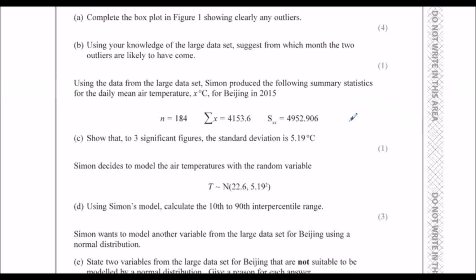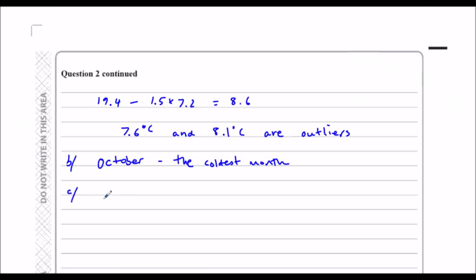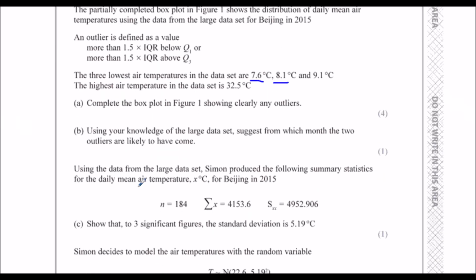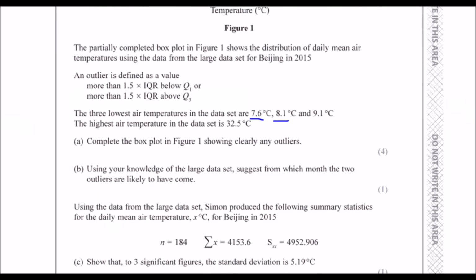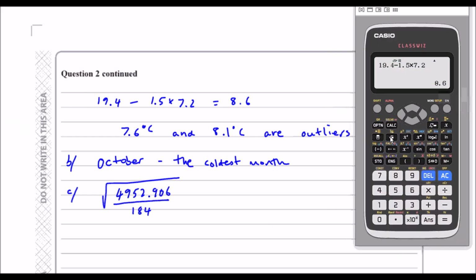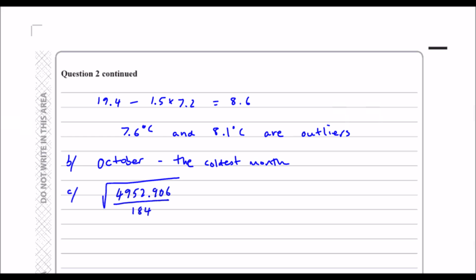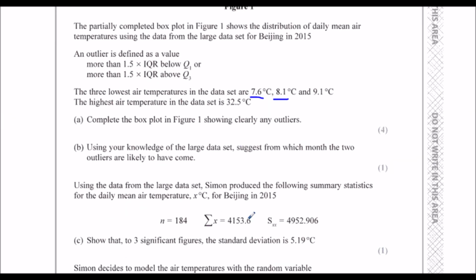So the standard deviation, this is in the formula book, this formula. The standard deviation is the square root of Sxx over n. So we want the square root of this, 4,952.906, over n, which was 184. So the square root of 4952.906 over 184, 5.19 to 3 significant figures, and that's what we wanted.